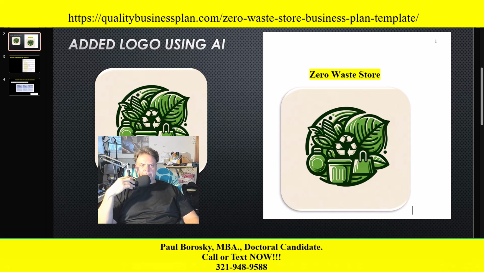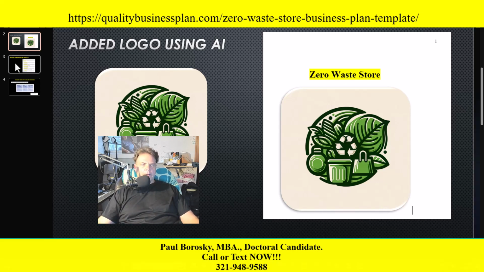The first update that I made to the Zero Waste Store business plan template is that I added a placeholder for the logo. When you open up the template, the title page will say Zero Waste Store, and under that it'll have a placeholder for the logo. You can keep this logo, or you can replace it with your company logo, completely up to you. But at least now there is a spot to put your logo, and it's pretty much plug and play.